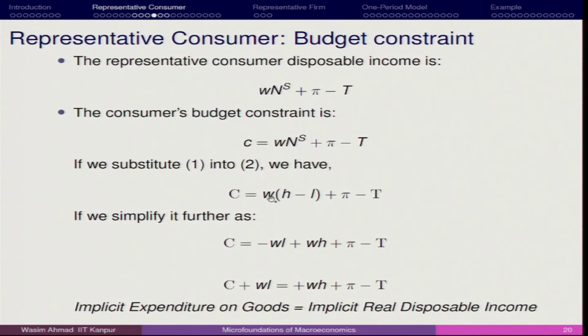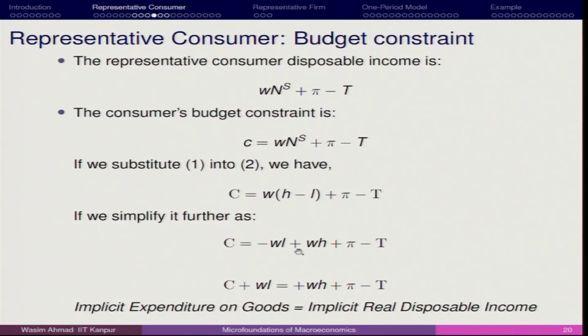So, if you bring this W inside, then instead of NS we have H minus L, because we have assumed that H is equal to L plus NS. So we are substituting it here. Once I substitute this, W times (H minus L) plus pi minus T, so we can simplify this further: C is equal to minus WL plus WH plus pi minus T. This we have.